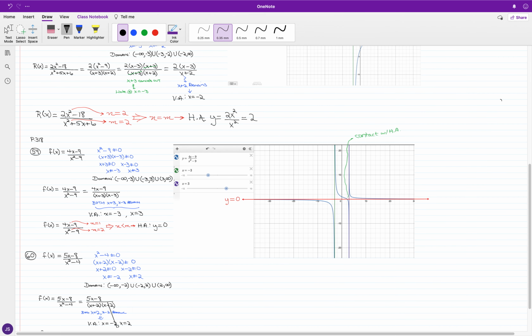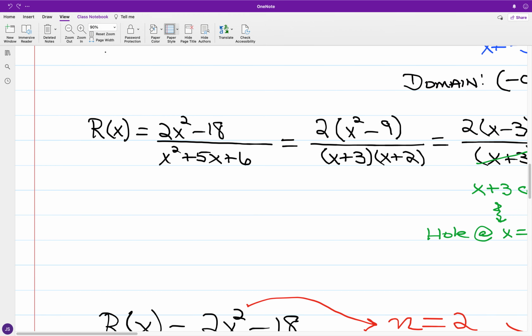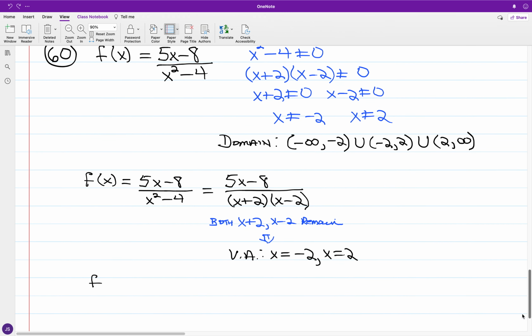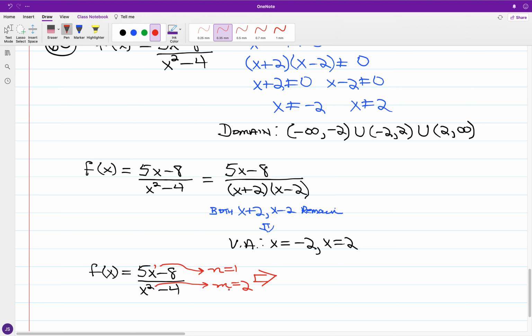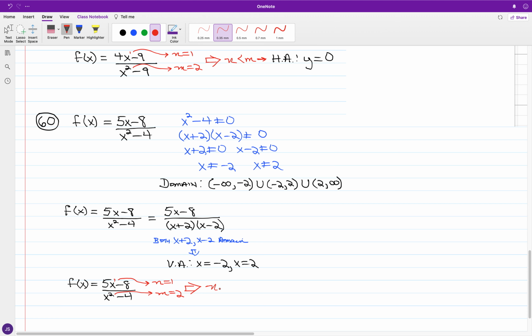And regarding the degree comparison to see if we have any additional asymptote, again, we have f of x is equal to 5x minus 8 all over x squared minus 4. In the numerator, you have n is equal to 1, and from the denominator, I have m is equal to 2. With n at 1 and m at 2, n is less than m. And so there's going to be a horizontal asymptote, once again, at y is equal to 0.